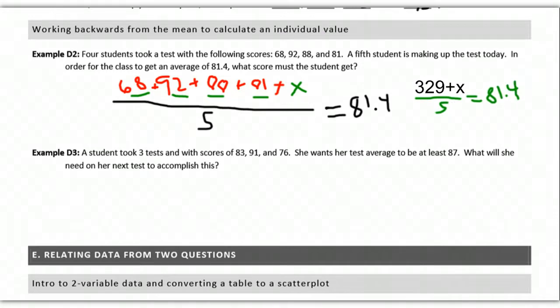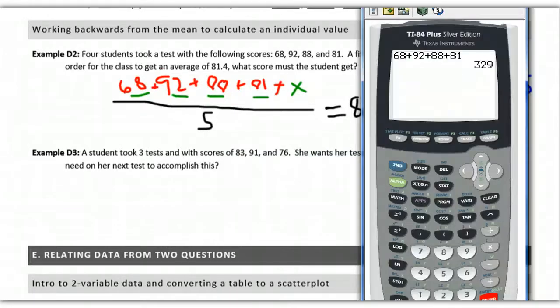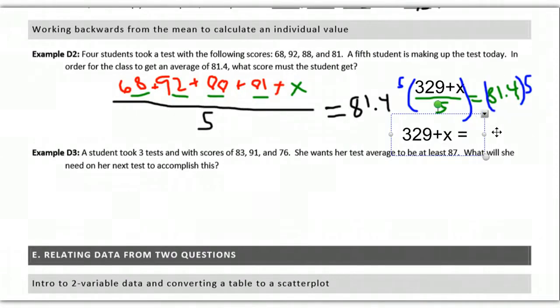To continue solving for x, we know we need to get this side of the equation out of its fraction, and the way that we free things from a fraction is multiplying by the denominator on both sides. So if we take that whole thing and multiply it by its denominator, 5, kind of like when we did rational expressions, multiply this side by 5, we get 329 plus x. 329 plus x is equal to whatever 81.4 times 5 is. 81.4 times 5. That's going to be 407. So it equals 407.